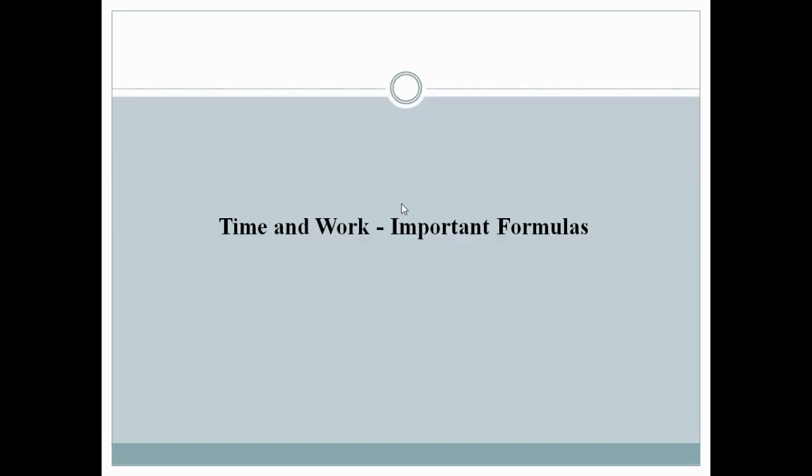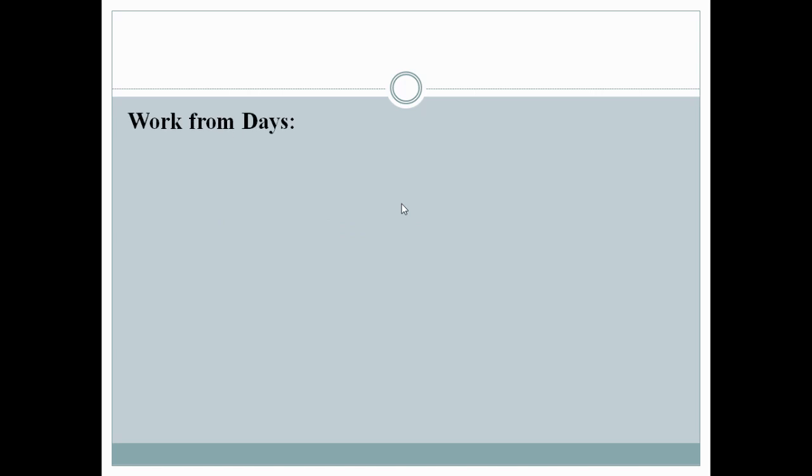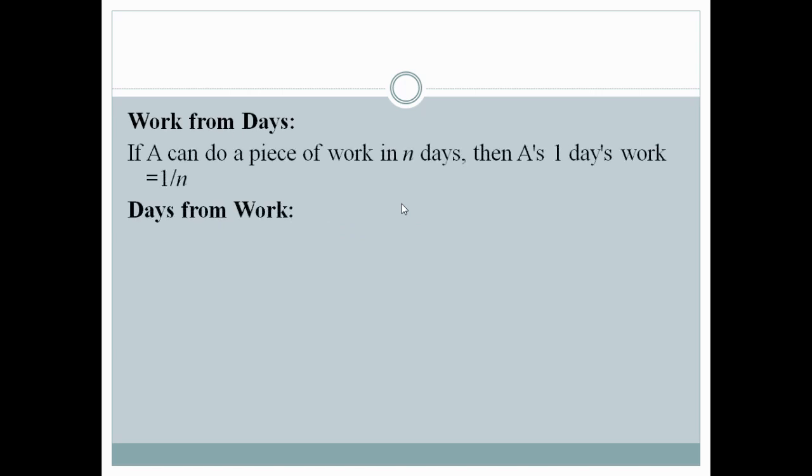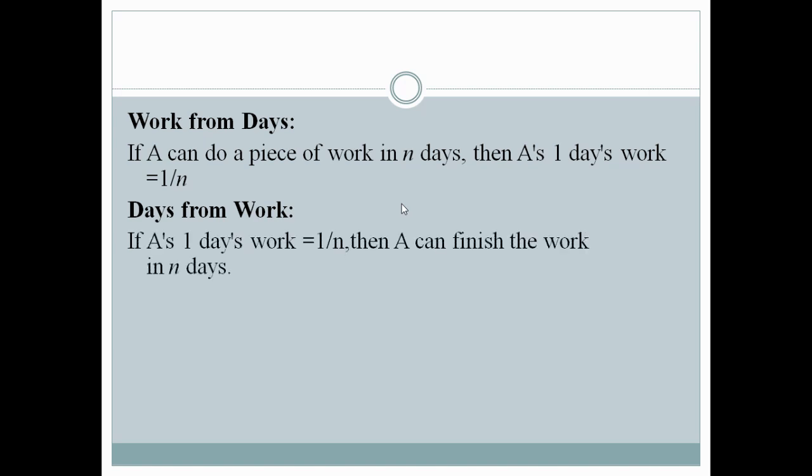Let us go to the recap of video 1, or part 1, what we have discussed in time and work. Important formulas on work from days and days from work that we have discussed in video 1, part 1. Let's say if A can do a piece of work in n days, then A's 1 day's work equals 1 by n. If A's 1 day's work is 1 by n, then A can finish the work in n days.